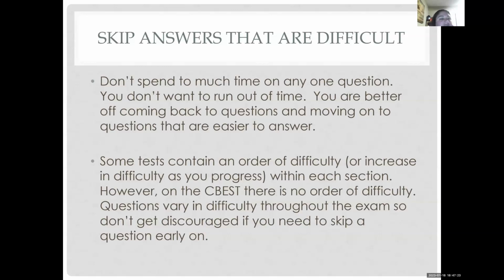The questions vary in difficulty. They're kind of sprinkled throughout the test. So if it's a really hard question, just skip it and come back to it. Don't agonize over it and create insecurity in yourself. Just go on to the next question.